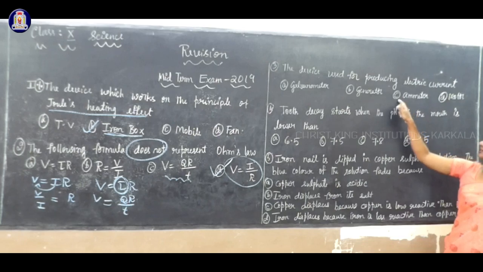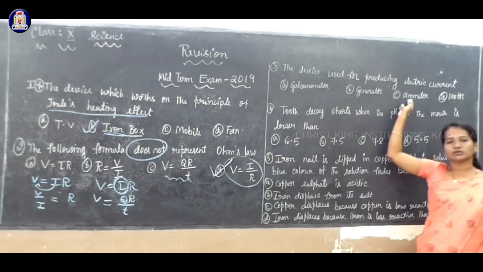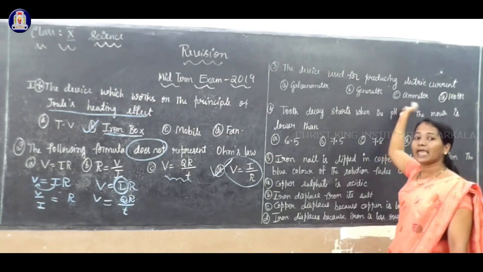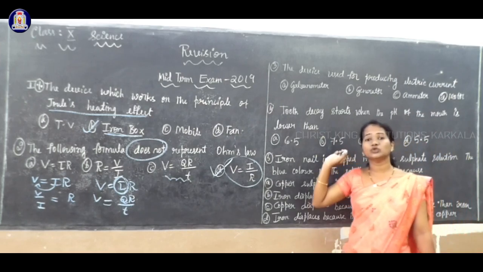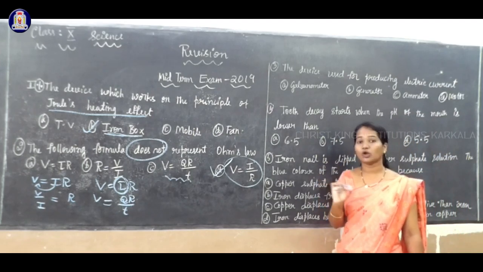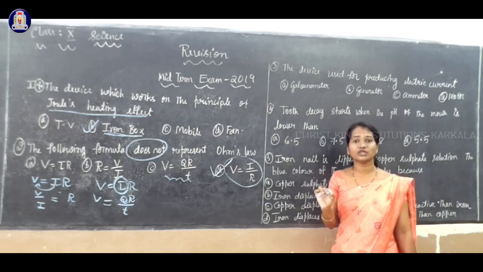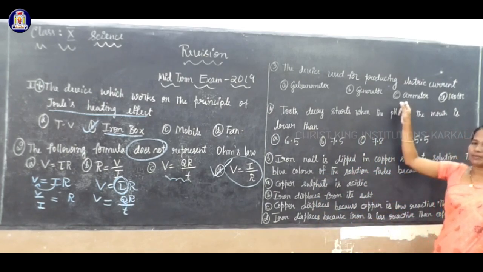Go to the next option, ammeter. So what is the function of ammeter? Ammeter is a device which is used to measure the current, not to produce the current. To measure the current, we are using ammeter.